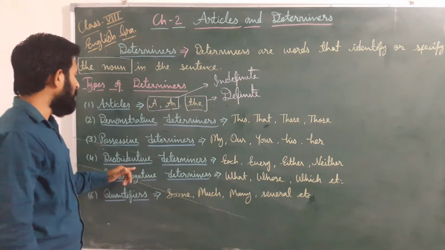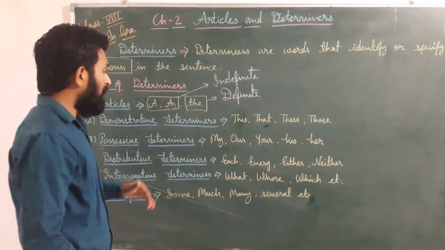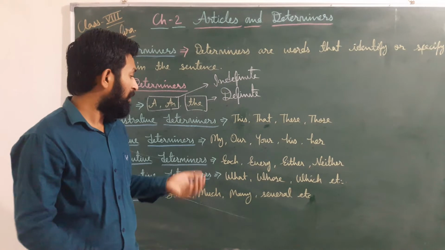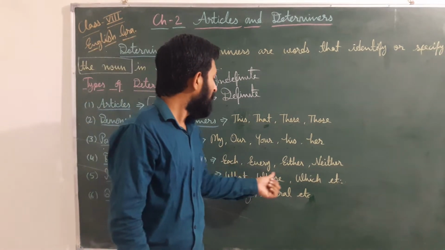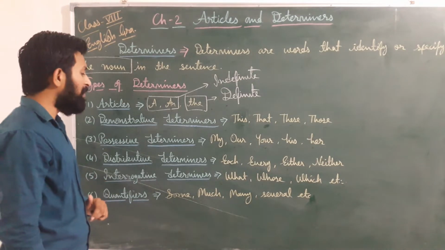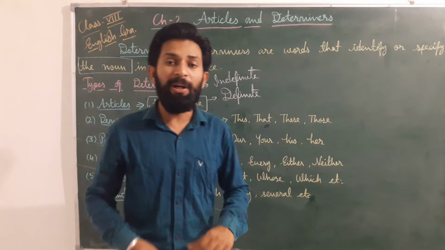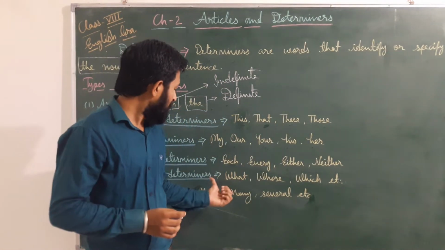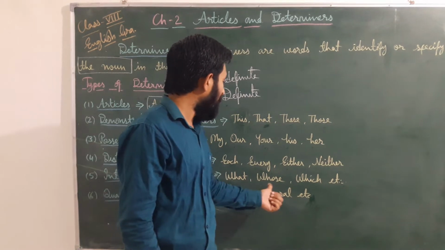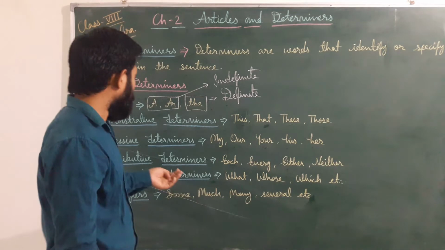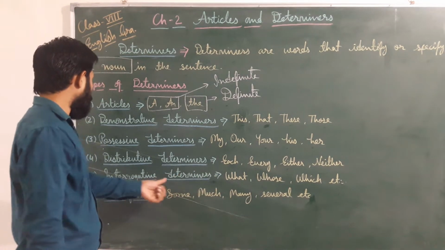Fourth one is distributive determiners. Distributive determiners are that type of words showing that something is distributed between or among persons, like each, every, either, neither. That type of words are known as distributive determiners. Fifth one, interrogative determiners. Dear students, you already know that all the WH words are interrogative determiners, like what, where, which, whom, who, why, when. Whatever WH words are there, that is known as an interrogative determiner.